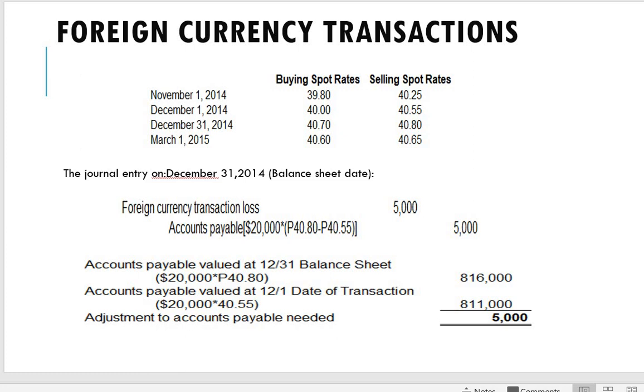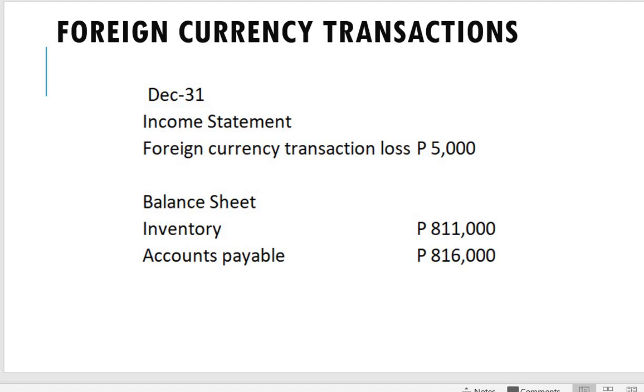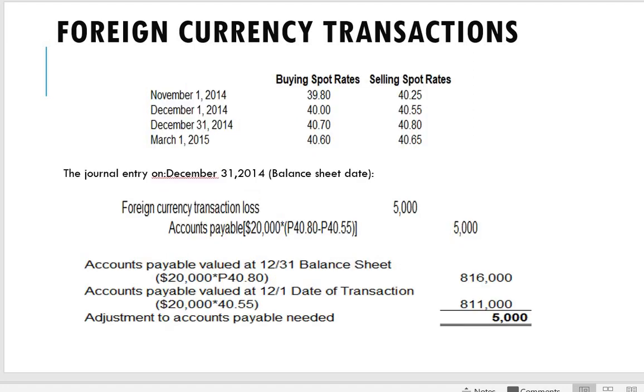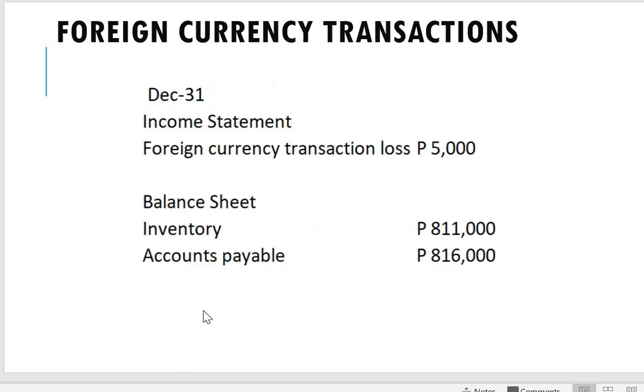On December 31, we prepare financial statements. In the income statement, we present the foreign currency transaction loss of 5,000. In the balance sheet, if the inventory is still in the possession of the Philippine firm and has not been sold, its cost is the historical cost of 811,000. Our accounts payable, since we revalued it based on our entry, has a balance at the December 31 balance sheet of 816,000.